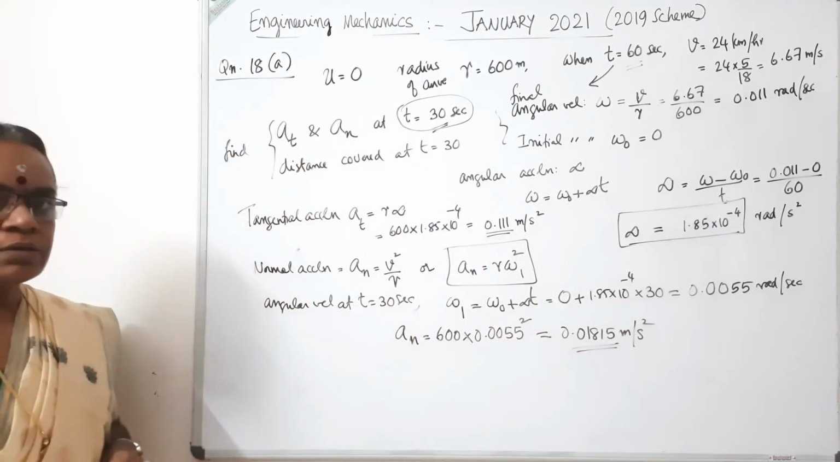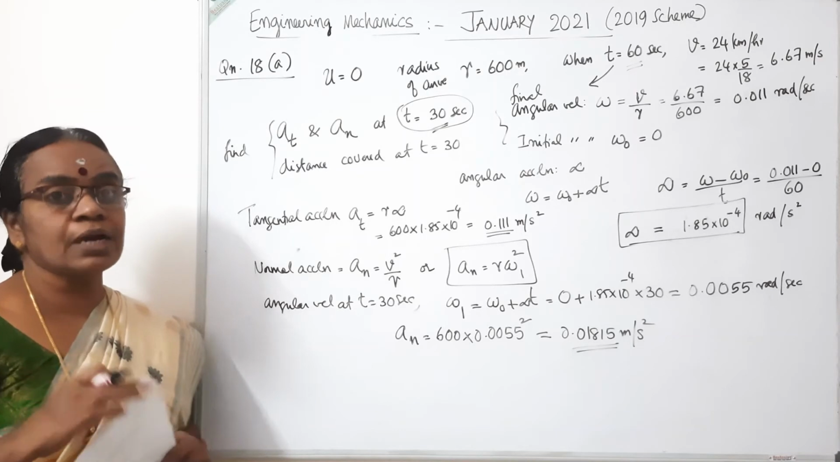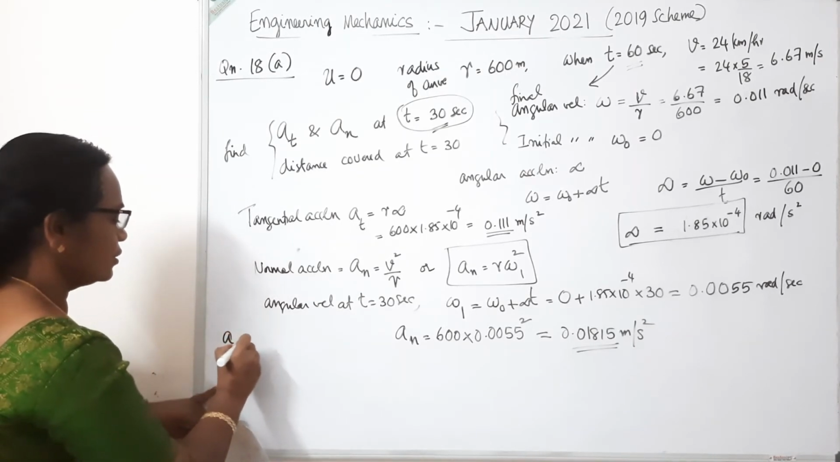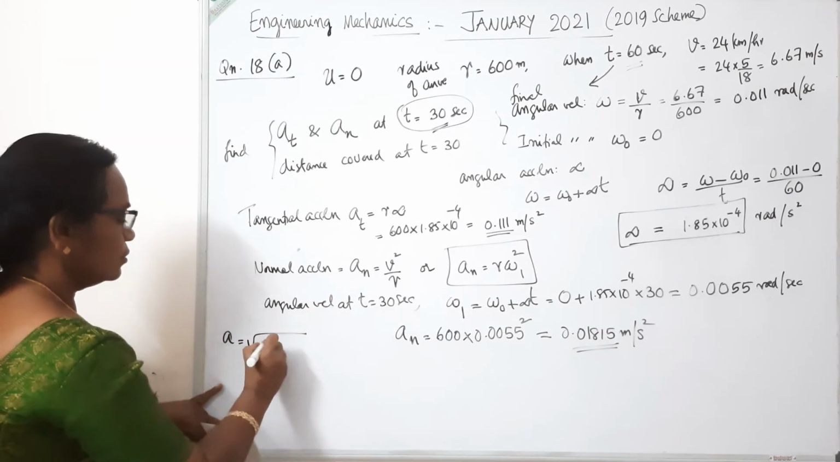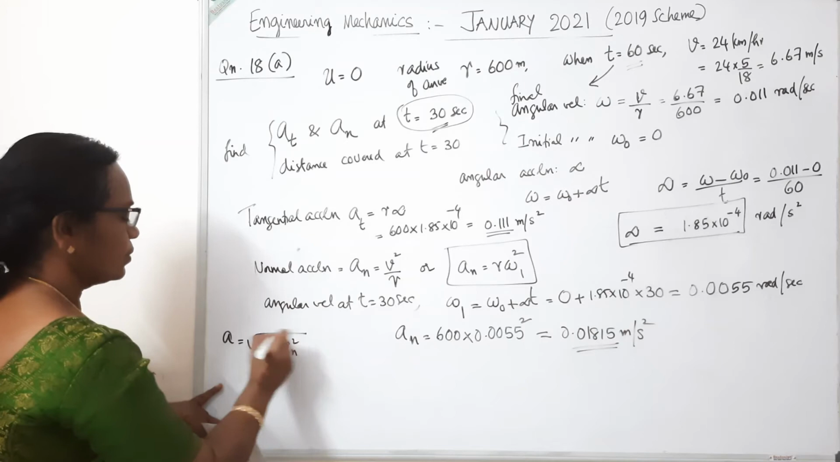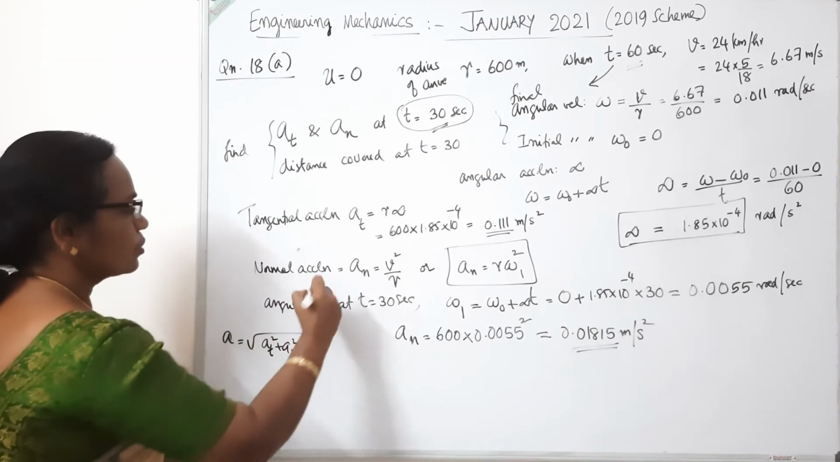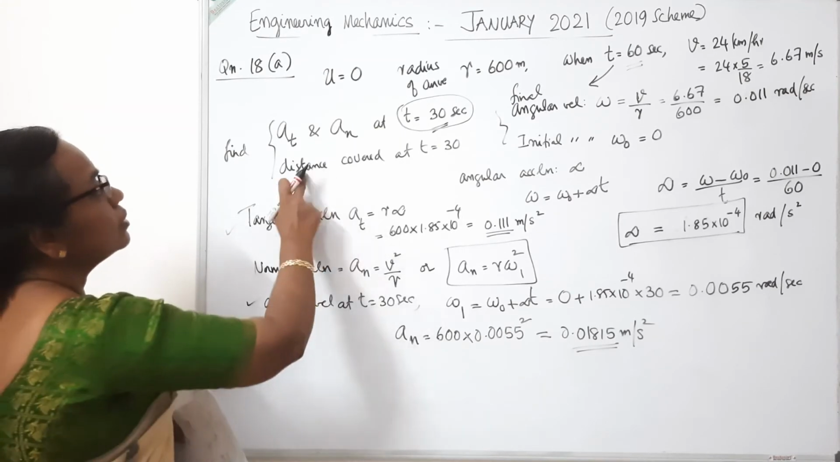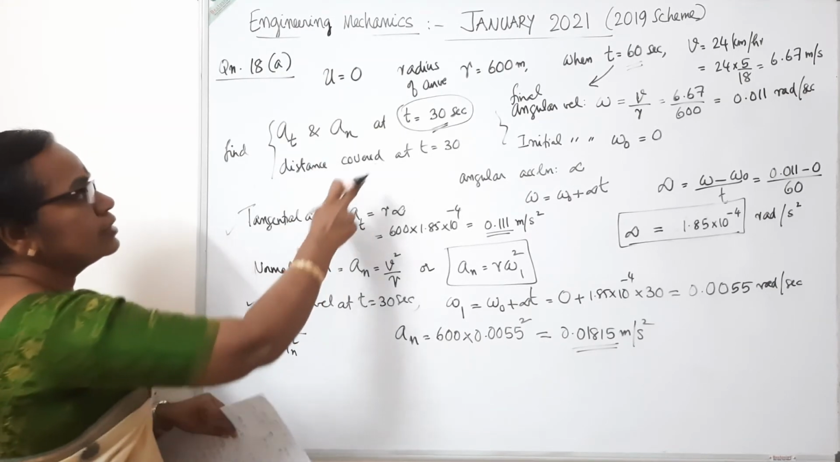In some questions they may ask to find the total acceleration. If you are asked to find the total acceleration, it is nothing but the vector sum of at square plus an square. In this question it is not asked. So we are asked to find out only the tangential acceleration and angular acceleration. Then the third part of the question is find the distance covered.